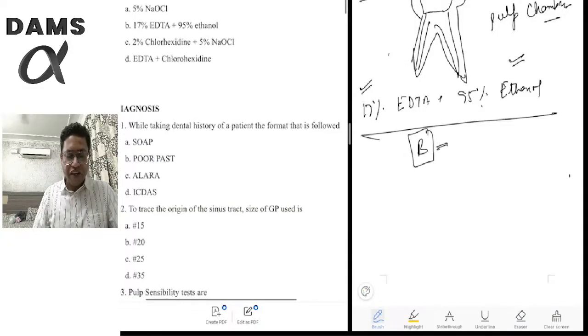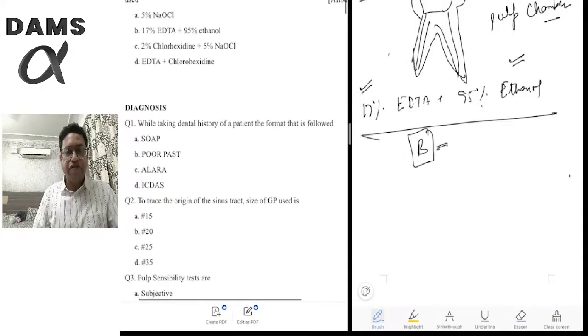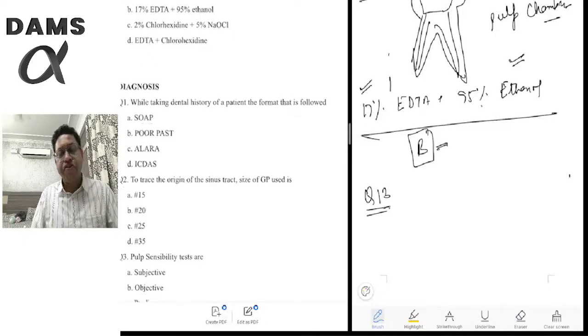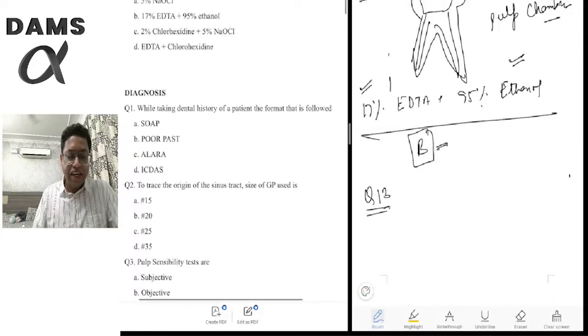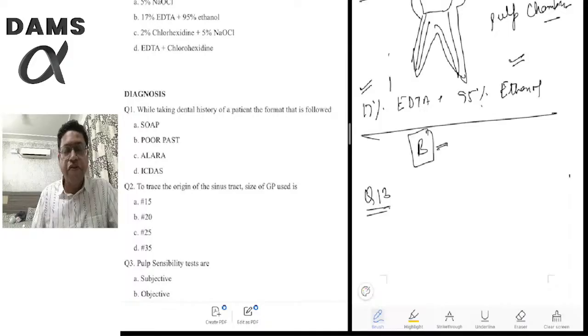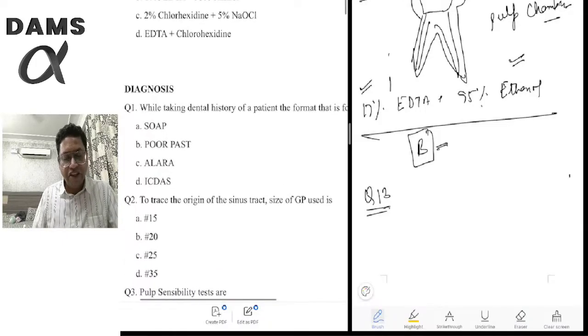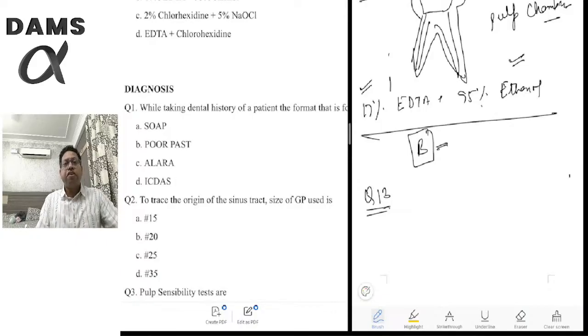Another section that we are talking about is related to the diagnosis of the pulpal anatomy. Question number 13, or first question of the diagnosis section. While taking dental history of the patient, the format that is followed is SOAP, PAR PAST, ALARA, or ICDAS. So these are all abbreviations for the concepts that are used.